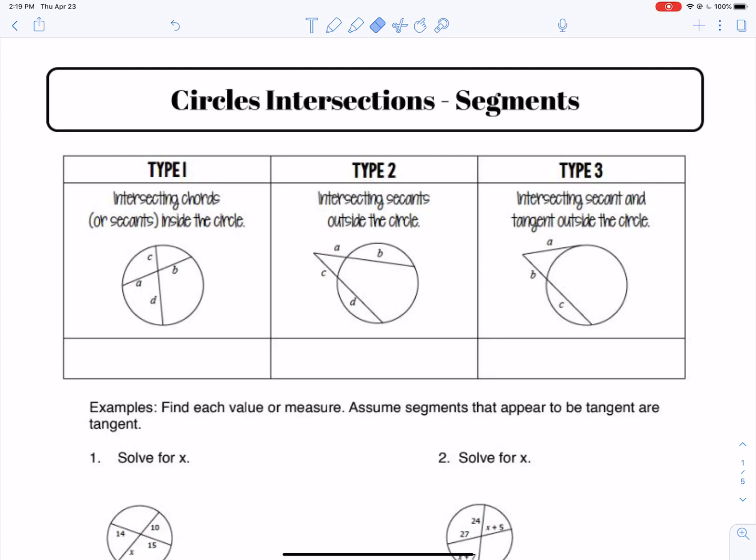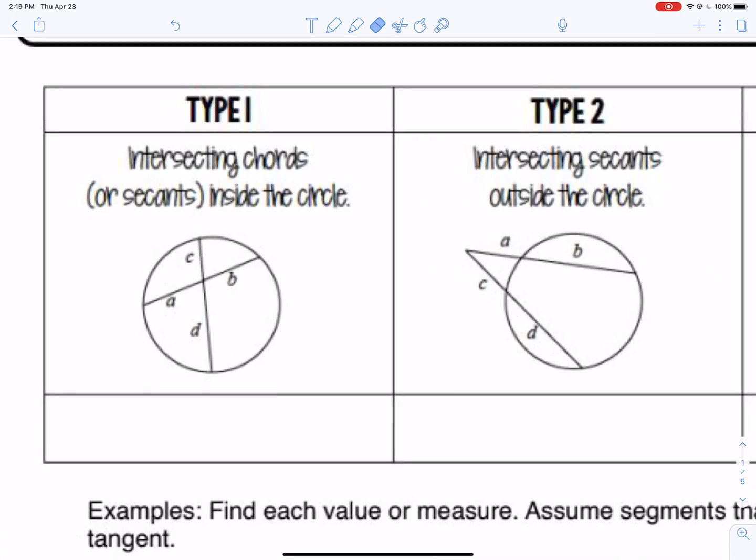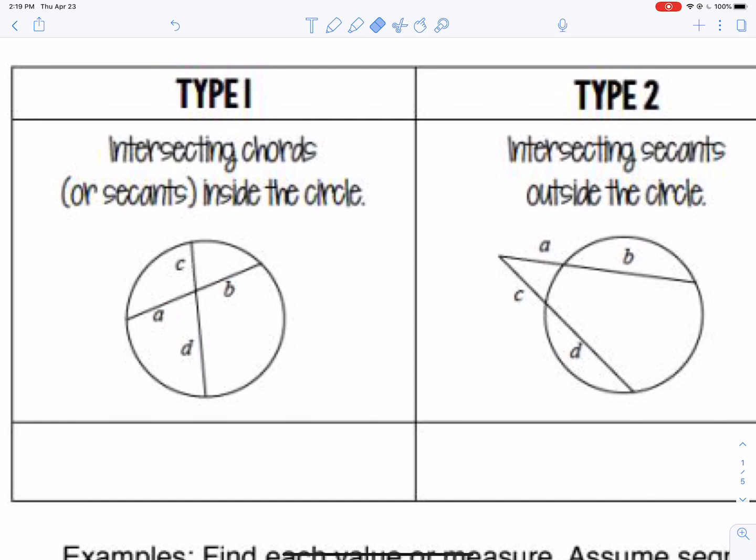In this video, we're going to take a look at circles, intersections, and the segments. There are three types of scenarios that can happen. In the first type, we have intersecting chords or secants. Notice in this first picture, we have two chords that intersect inside the circle, but not at the center point of the circle.